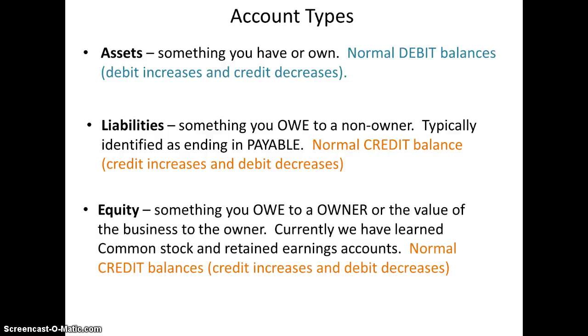Equity is something you owe to an owner or the value of the business to the owner. Currently, you have learned common stock and retained earnings accounts. They have normal credit balances just like liabilities. So credit will increase and debit will decrease. The reason they have opposite normal balances from assets is because of the accounting equation. Remember, assets must equal liabilities and equity.